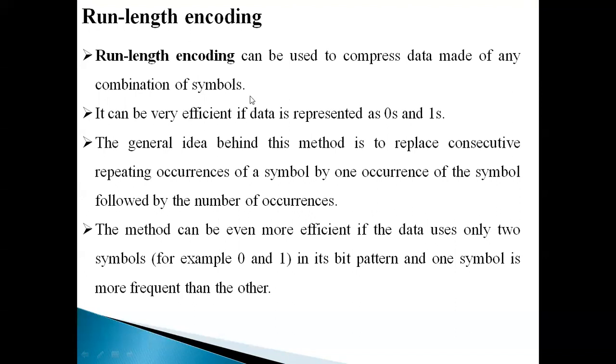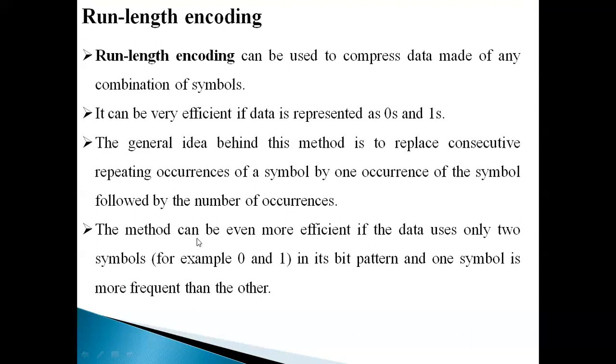What type of symbols it includes may be zeros and ones or else characters. While using zeros and ones, it is more effective. That is the second point repeated here. What is the main theme of run length encoding? The general idea behind this method is to replace consecutive repeating occurrences of any symbol by one occurrence of the symbol followed by the number of occurrences. Instead of repeated occurrences, we give only one occurrence of the symbol.